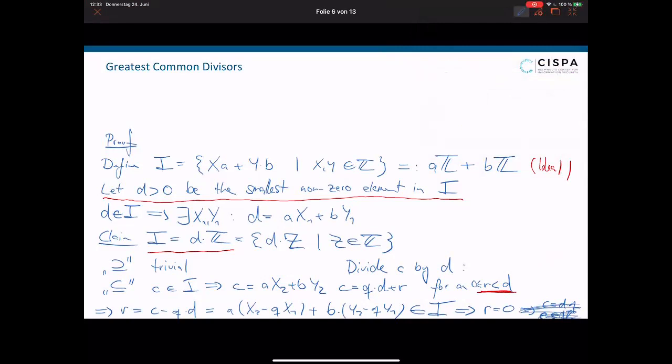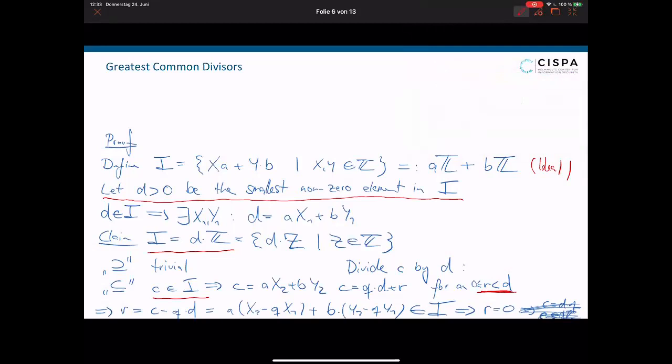That's fine. So first, I claimed that we can write this ideal I as d times Z, where d is the smallest non-zero element in I. Right, so the inclusion from right to left is trivial. You can do that for an exercise, and from left to right, we just took ourselves a c in this ideal and just divided it by d.